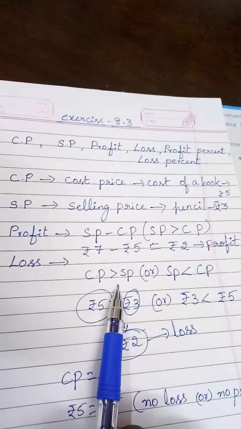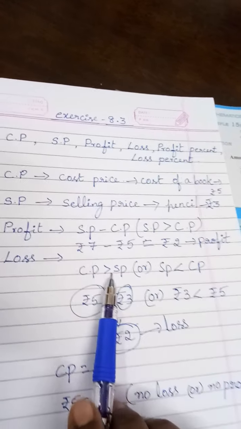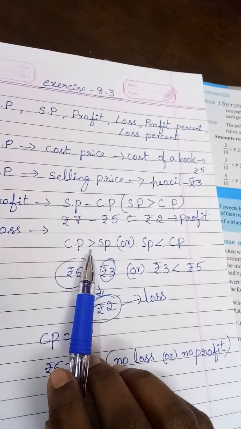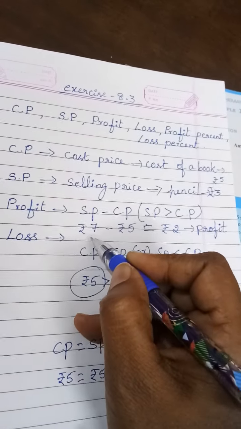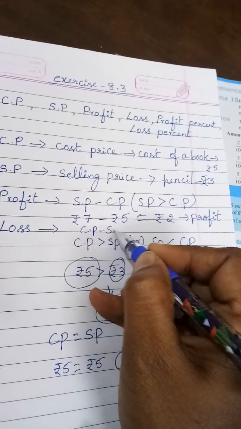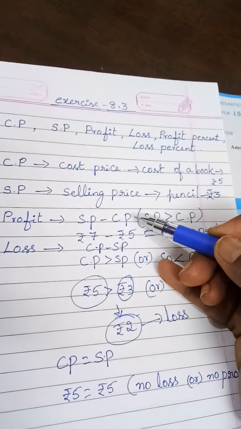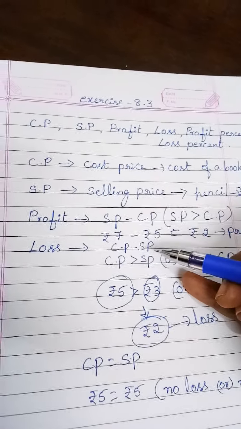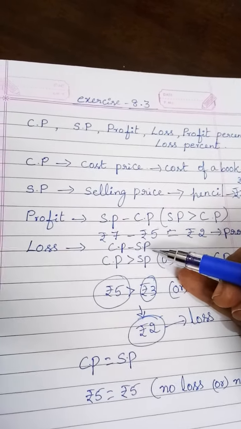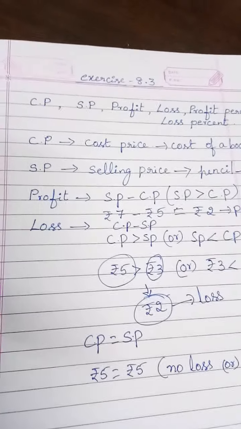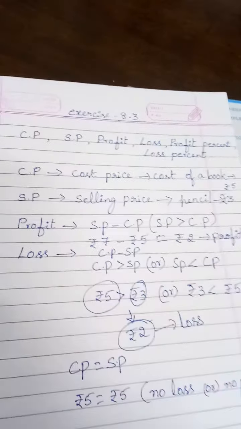Here you can write the loss: CP is greater than SP, meaning cost price is greater than selling price, or you can write CP minus SP, the reverse. Profit is SP minus CP, selling price minus cost price, and loss is cost price minus selling price. Clear? Now we'll see how to find the profit percent and loss percent.